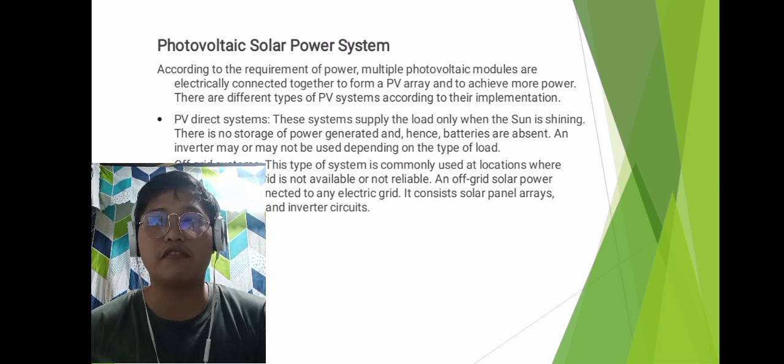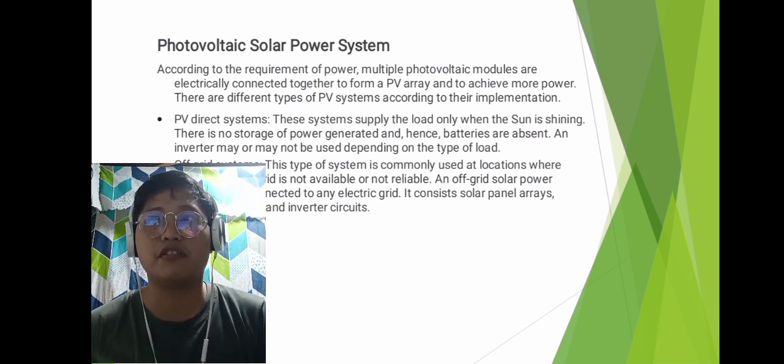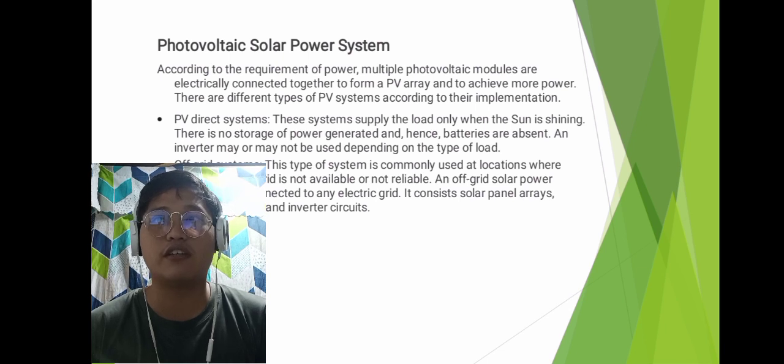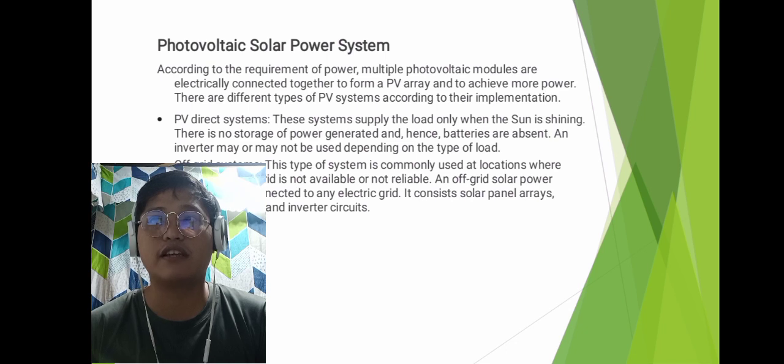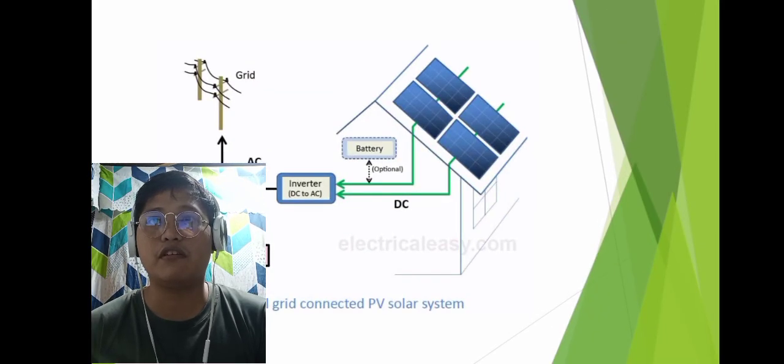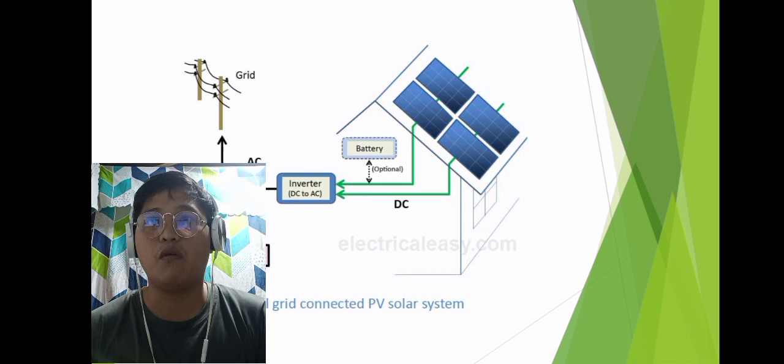Here we have the second type of solar power system, the off-grid system. This type of system is commonly used at locations where power from the grid is not available or not reliable. An off-grid solar power system is not connected to any electric grid. It consists of solar panel arrays, storage batteries, and inverter circuits. We have here in the picture how the solar panels supply energy to our appliances.